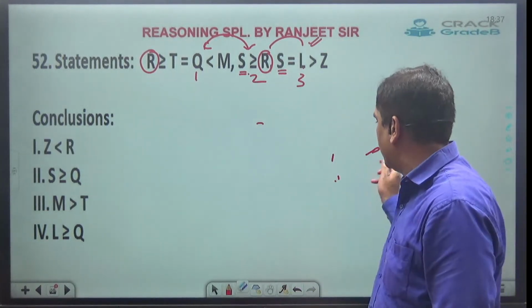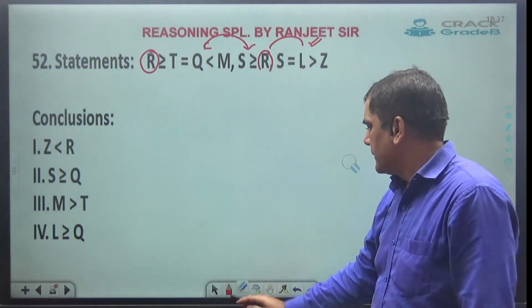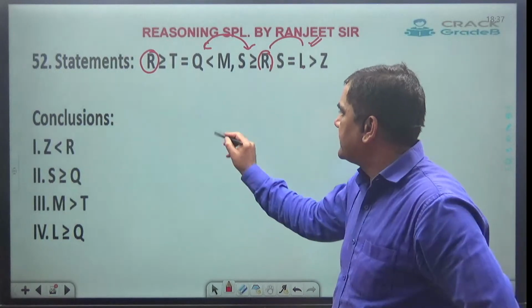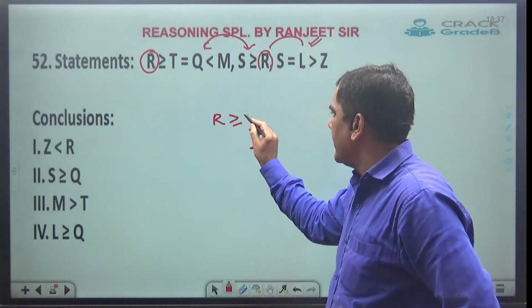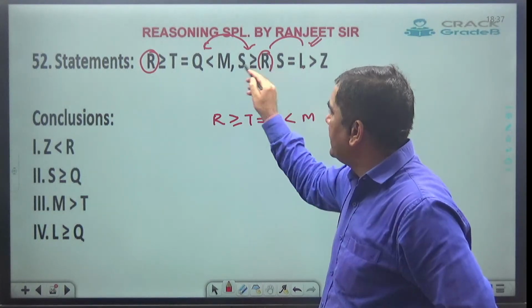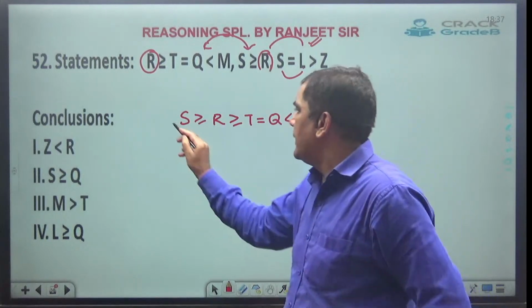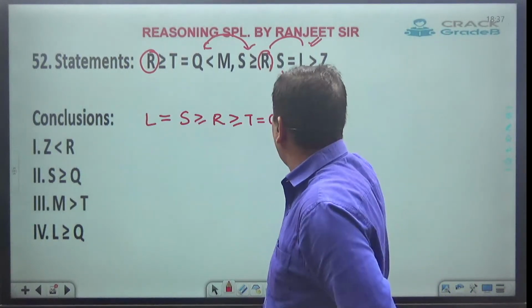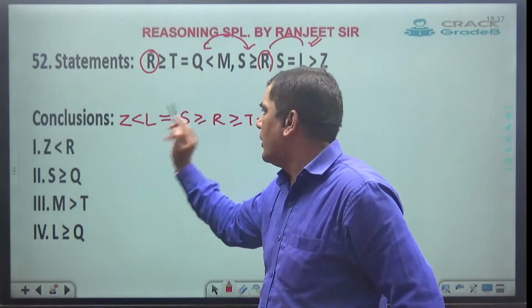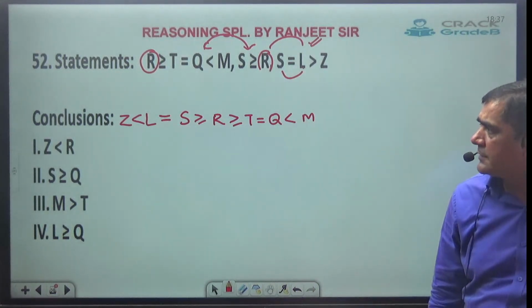So let's combine now. So simply write the first one. First says R, T, Q, M. Adjacent to R is what? S. Now S will have what? L. And L will have what? Z. Face is towards L. Always you need to see the face.